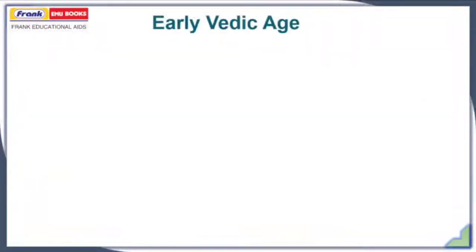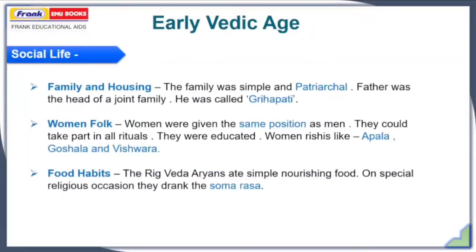Now coming to the early Vedic period, we will talk about the social life. First of all, we will have a look at the family and housing. The family was very simple but patriarchal. So the father used to be the head of the joint family, and the father was often called Griha-pati. Griha means the home and Griha-pati means the head of the home.